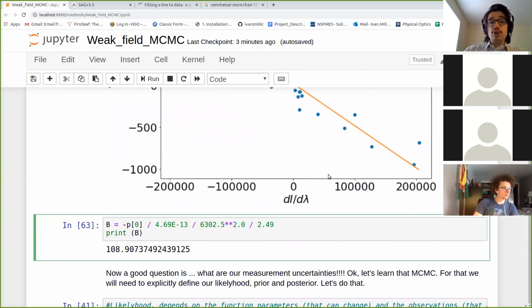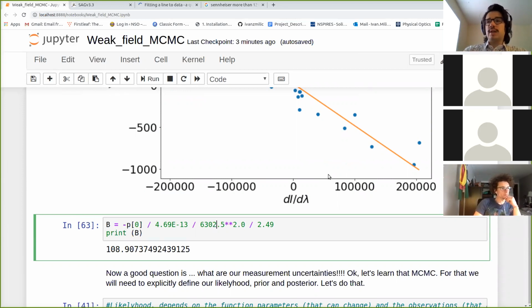But in principle, I also want to stress that when you use different lines, you're going to get different answers because of what we talked about last time, the formation height. So different lines are going to see, as we say, different magnetic fields. And in approaches like the weak field approximation, or what I'm going to hopefully show you in the end, the Milne-Eddington approximation, you are making some assumptions which are not true.